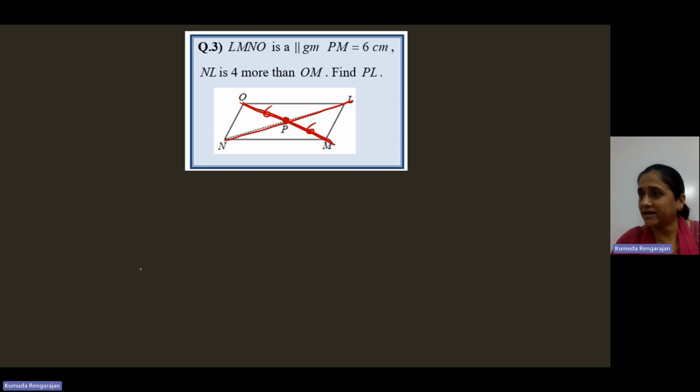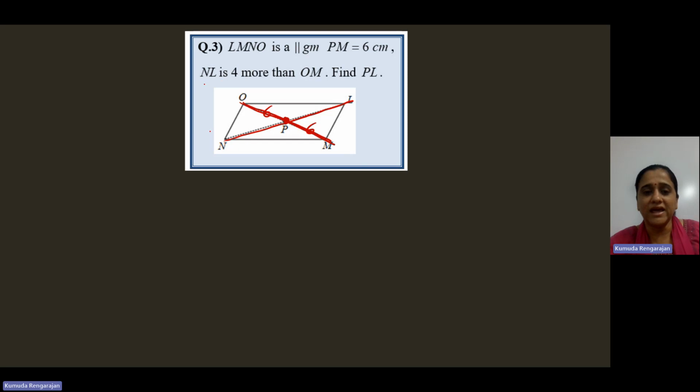The length of the other diagonal we don't know because they're not equal. So what is the length of this diagonal OM? 12. 6 plus 6, 12. The length of this diagonal OM is 6 plus 6, 12. But LN is not 12 because diagonals are not equal in a parallelogram. Okay, now let's read the question.